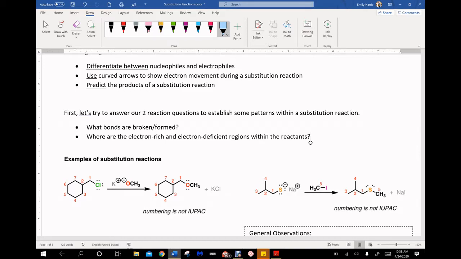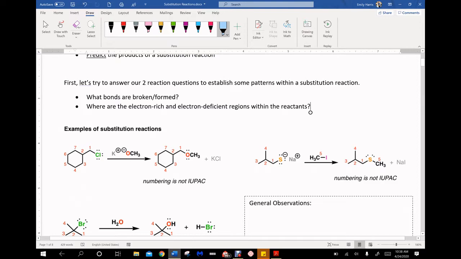So we're going to take those questions, try to answer them, and see what insight they can give us into a substitution reaction. Now already, just by that name, substitution, you may be thinking some things are going to swap places. So let's see what happens there. Let's start with our first question. What bonds are broken and what bonds are formed?